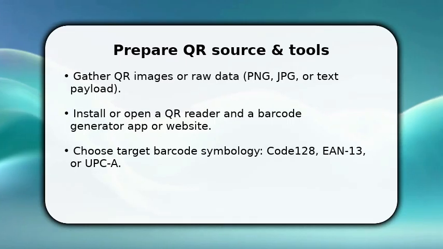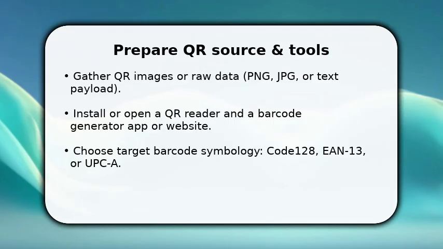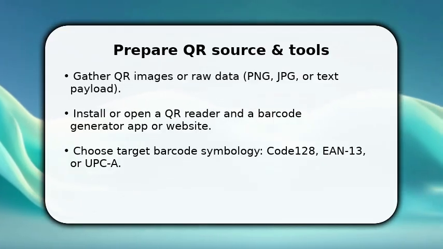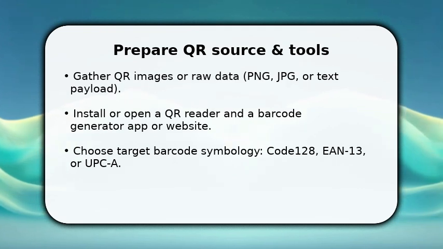Next, select the barcode standard that fits your use case. For alphanumeric, keep Code 128. For retail, choose EAN-13 or UPC-A. Make sure the extracted data conforms to the symbology's length and character rules before moving on to generation.